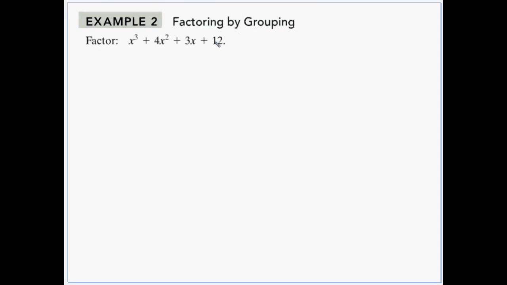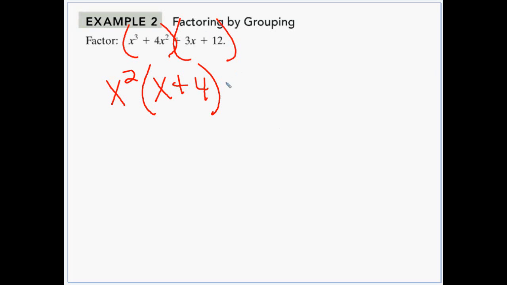All right, in example 2, they tell us it's going to be a factor by grouping. Usually they have 4 terms. Leading term is usually a cube. So if we group off the first 2 terms, we can pull out an x squared, leaving x plus 4. The second group we can also bracket off, and we can factor out a 3, leaving x plus 4. And we factor that into x plus 4.